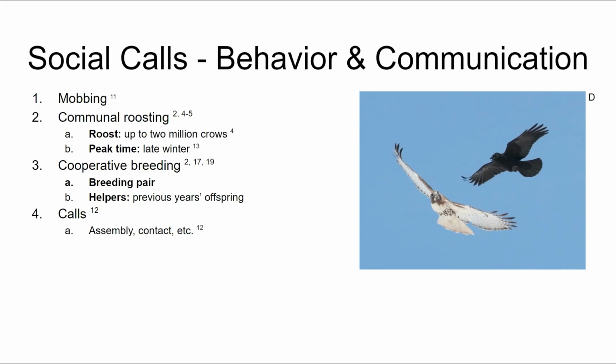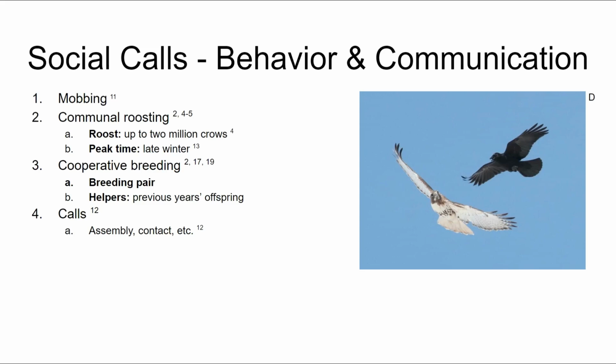Moving on, the third one is cooperative breeding. Cooperative breeding is done between a breeding pair and their helpers. The helpers, the offspring from the previous years that stayed in their parents' territory, help with several tasks. They feed the incubating female, feed the nestlings, and guard the family territory.